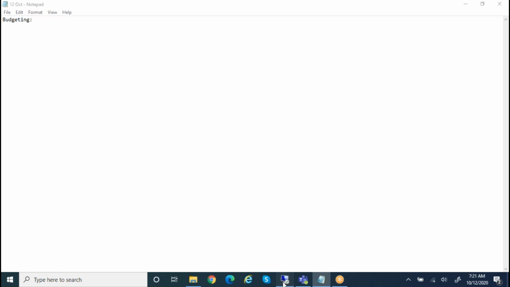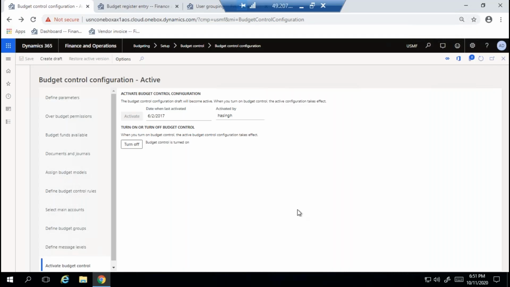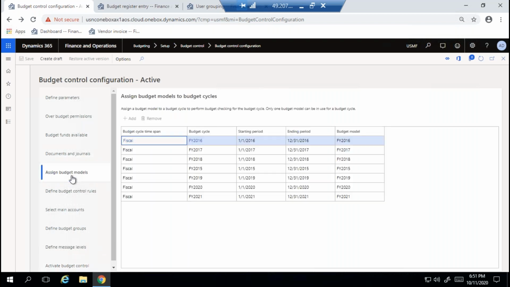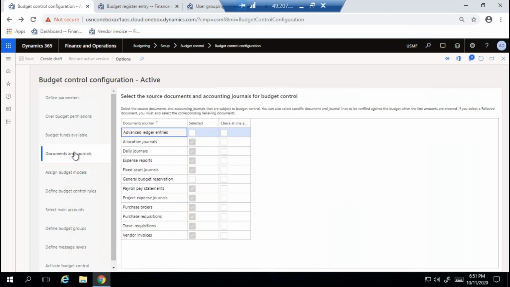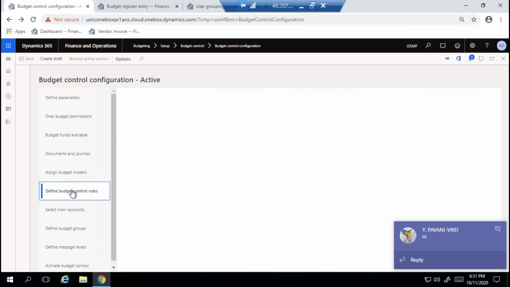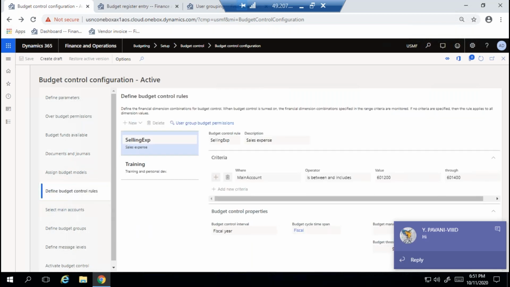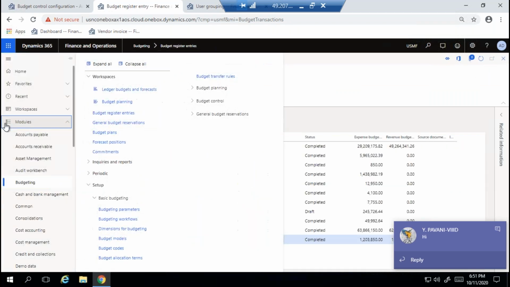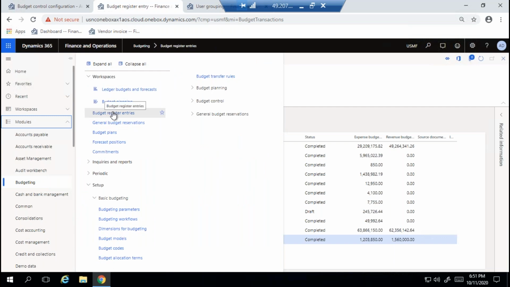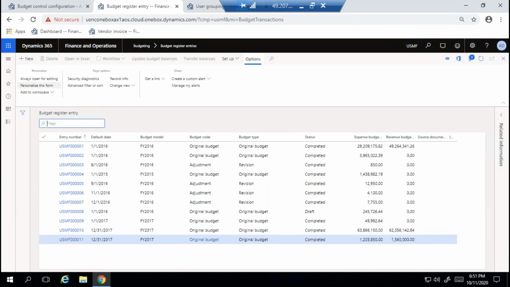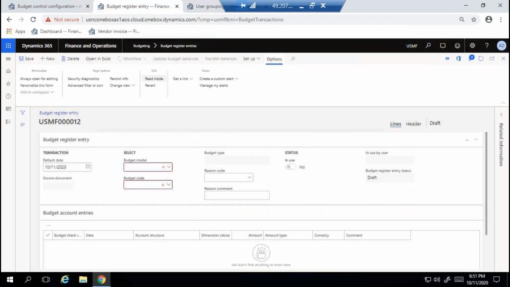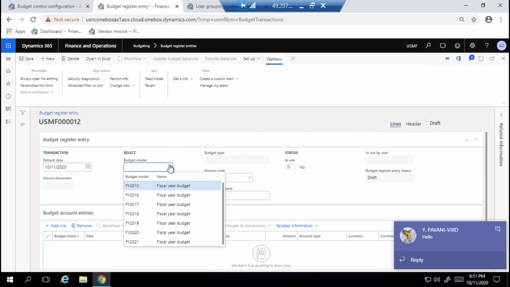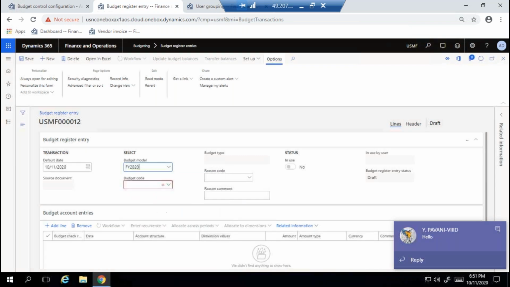Okay, fine. So what I will do is post one transaction and show you the real function, and then we'll discuss later. So what I'm doing now, I'm creating a new budget register entry for the year 2020.